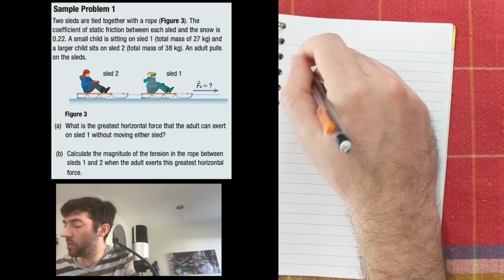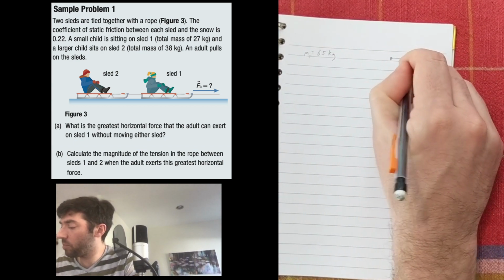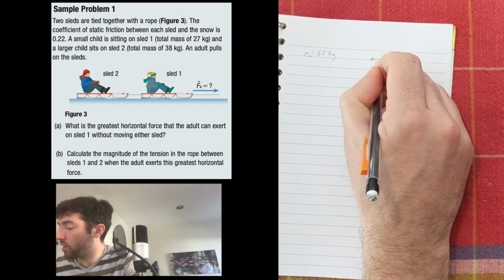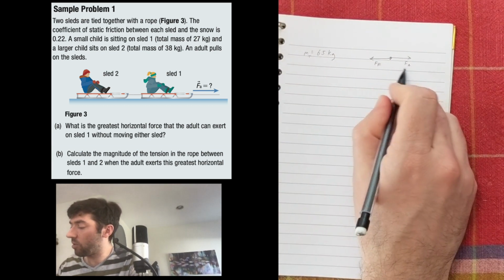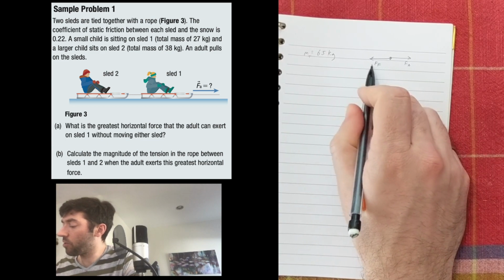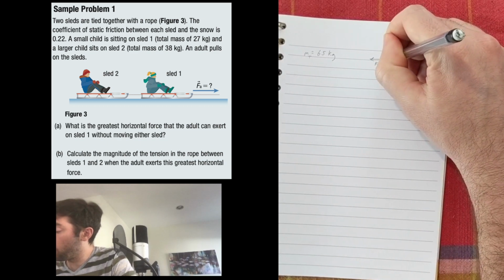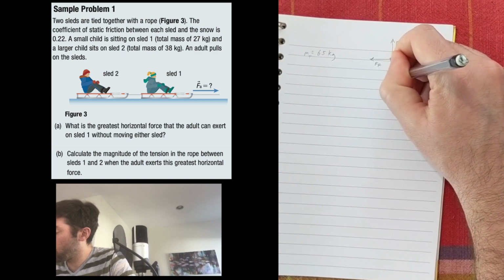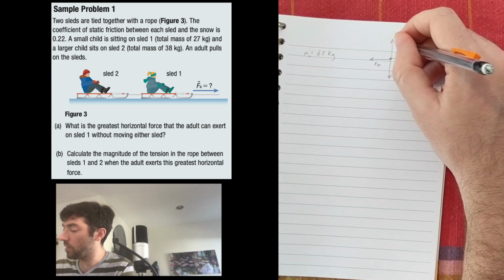Which means that the normal, I should probably draw a free body diagram here. So we've got force applied to the right, force of friction to the left. And in this case, because it's asking what's the maximum force the adult can apply without moving either sled, basically we want the frictional force to be as big as possible and exactly equal to the applied force. Okay, and we've got the normal force and the gravitational force, and of course these are going to be equal.